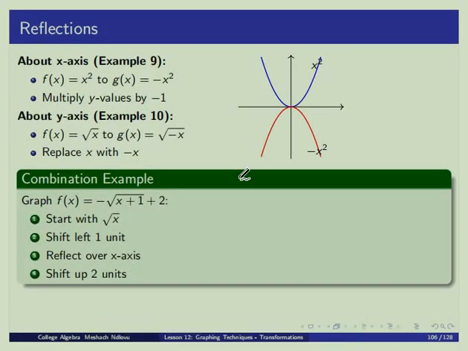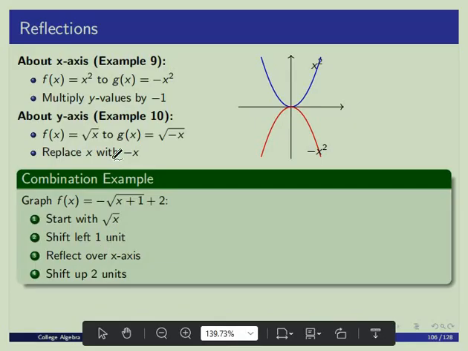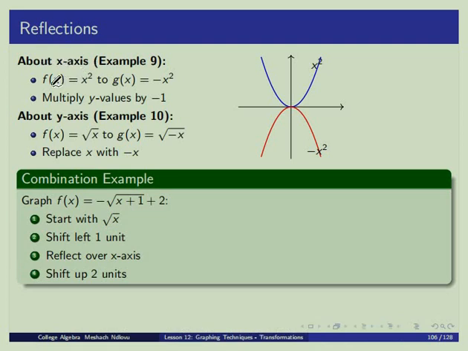And then the last thing is reflections. So reflections about the x-axis. If you are given f of x equals x squared and g of x equals minus x squared, this is a reflection about the x-axis. You take the x-axis as a mirror line and reflect each point. This one will come here, this one will come here, and so on. So you reflect this using the x-axis and you get this.